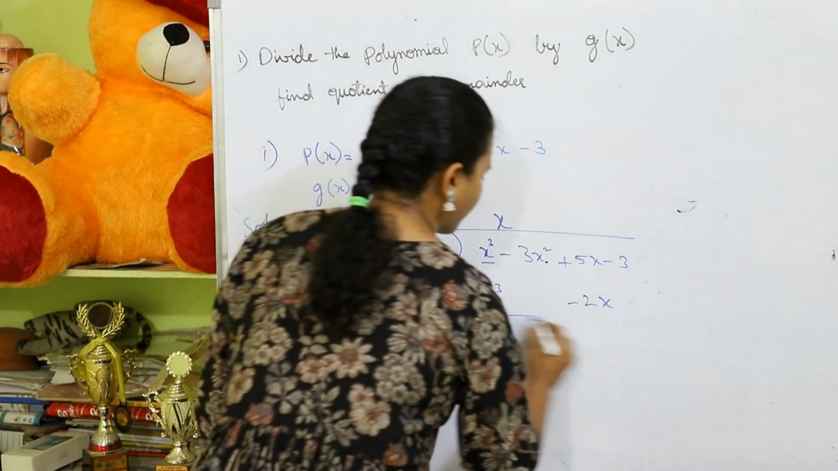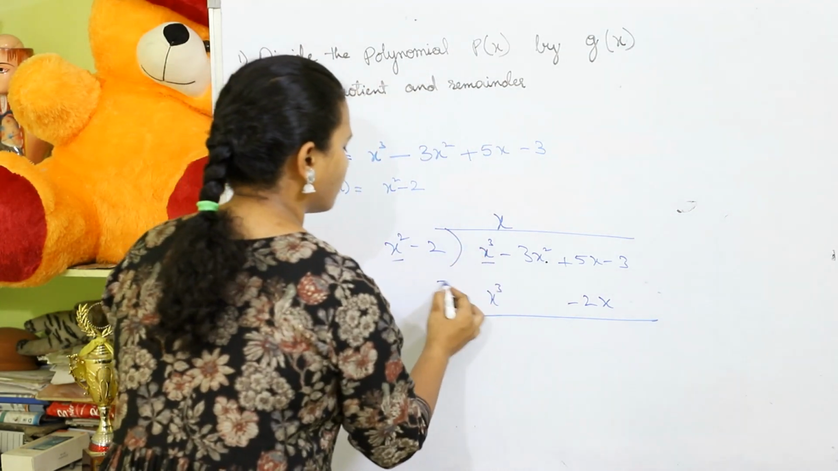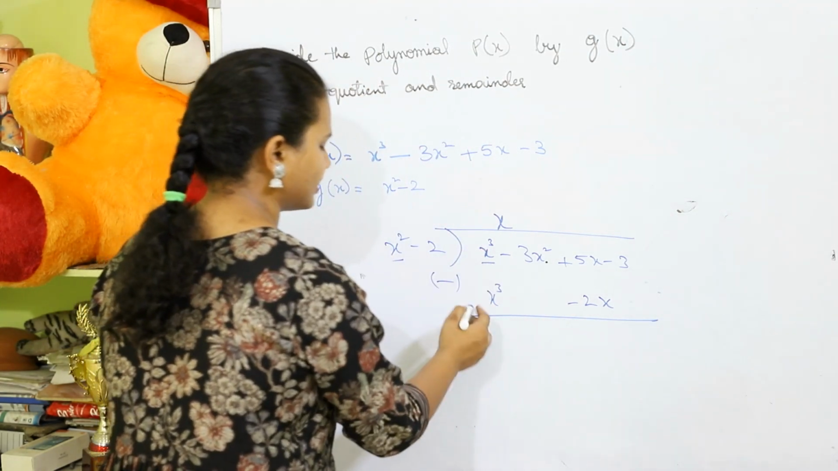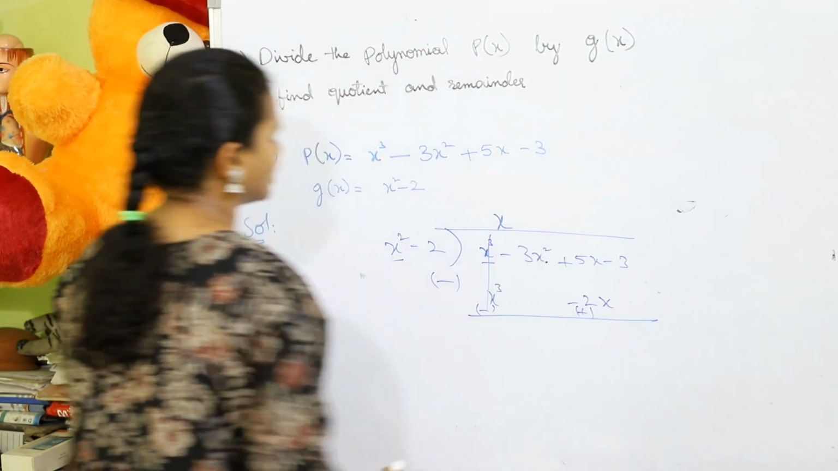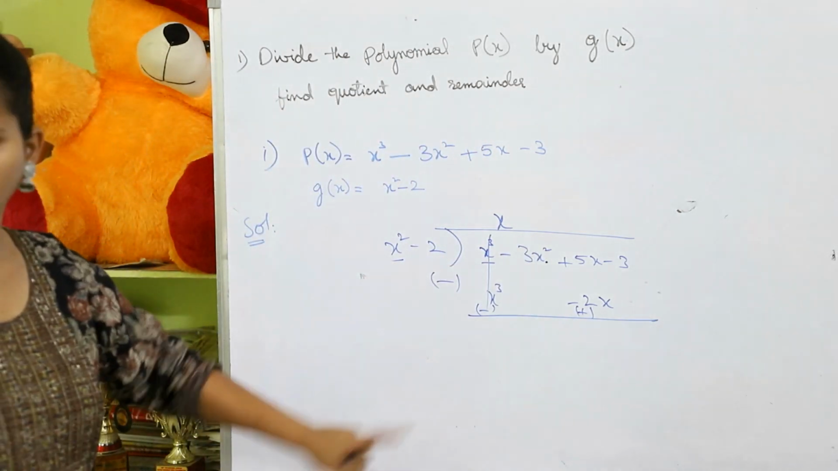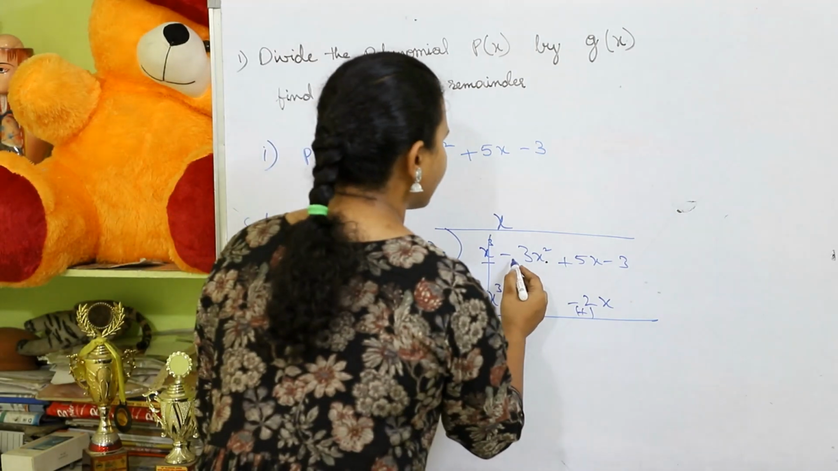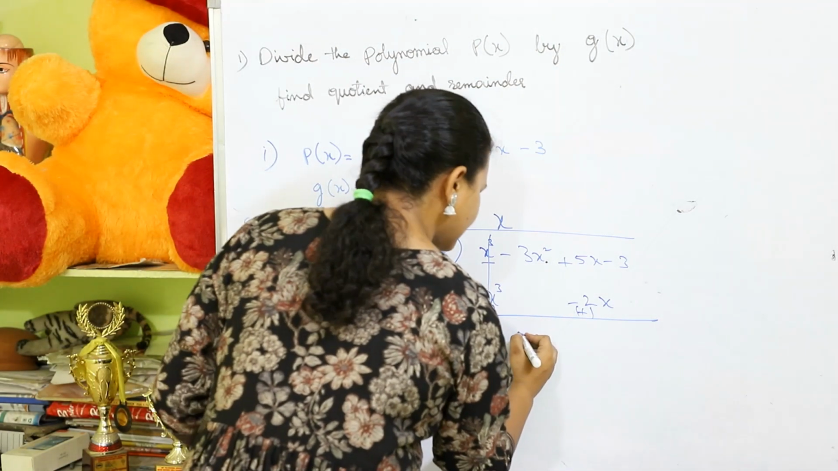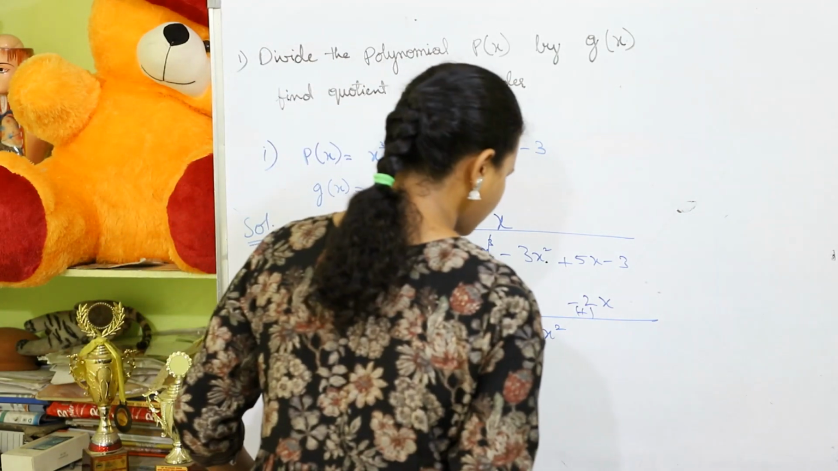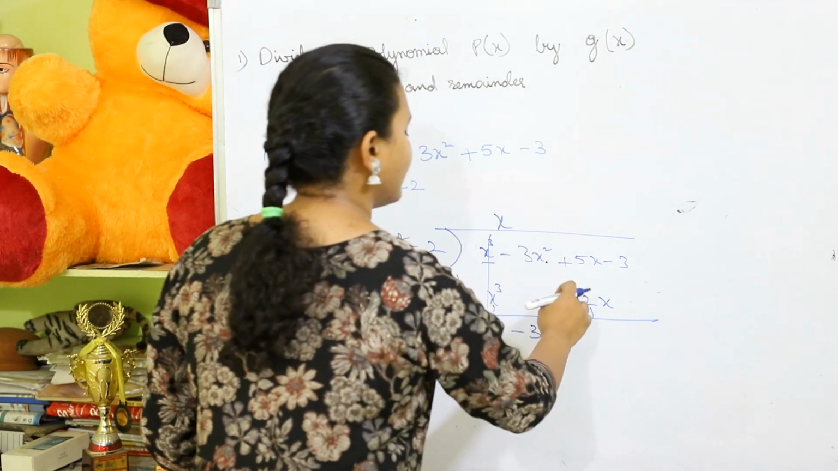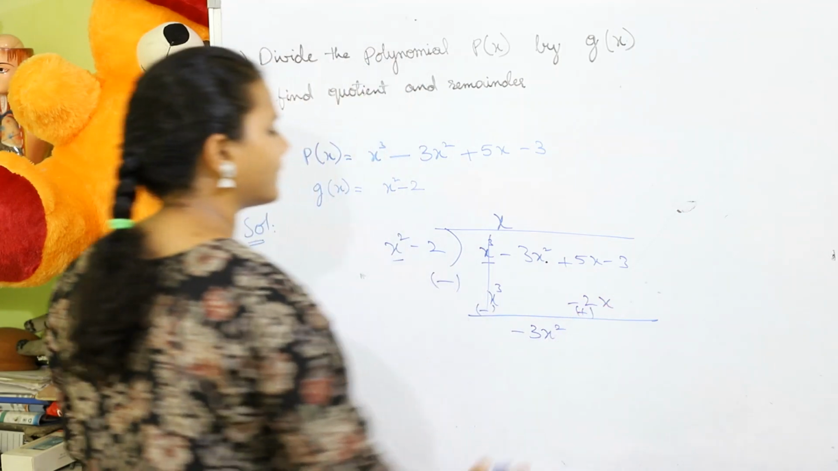Okay, now you go down. Here you must subtract both the equations. So here this becomes minus, and this becomes plus. Clear? So plus and minus cancel. You get minus 3x square as it is. And what else? Minus 3x square over here. And here you have 5x, 2x.